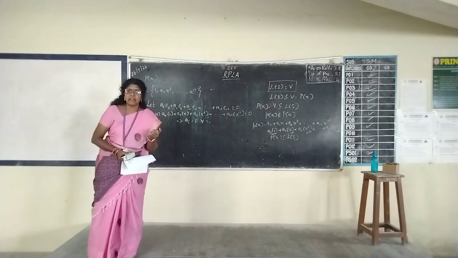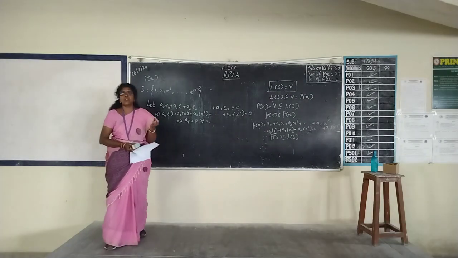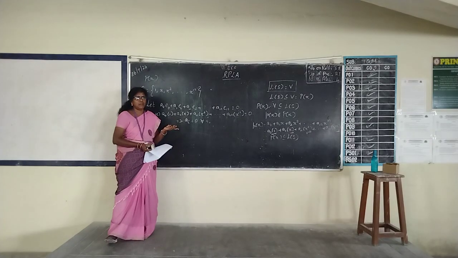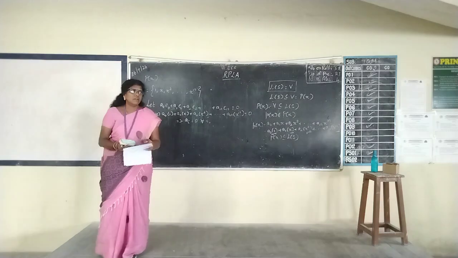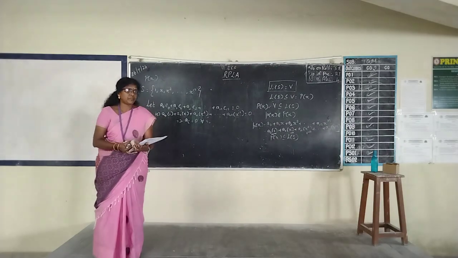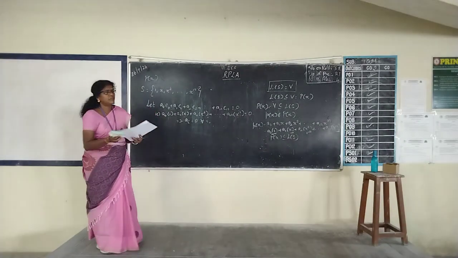The vectors may vary. It may be a matrix, it may be a polynomial, or it may be R square, or it may be R cube. Like that it is going to be there. Okay. So take the next one. Next definition.